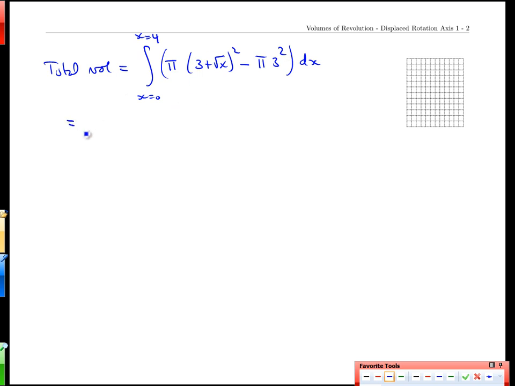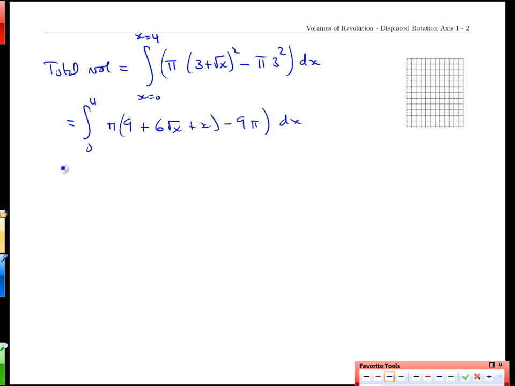We should simplify before we integrate here a little bit. This is just 9, so that's easy. In fact, we should probably expand this to make it easy to integrate. This is not easy to integrate when we've got the square root inside the squared. So we'll have 9 plus 6 root x plus root x squared, so plus x, minus 9 pi.